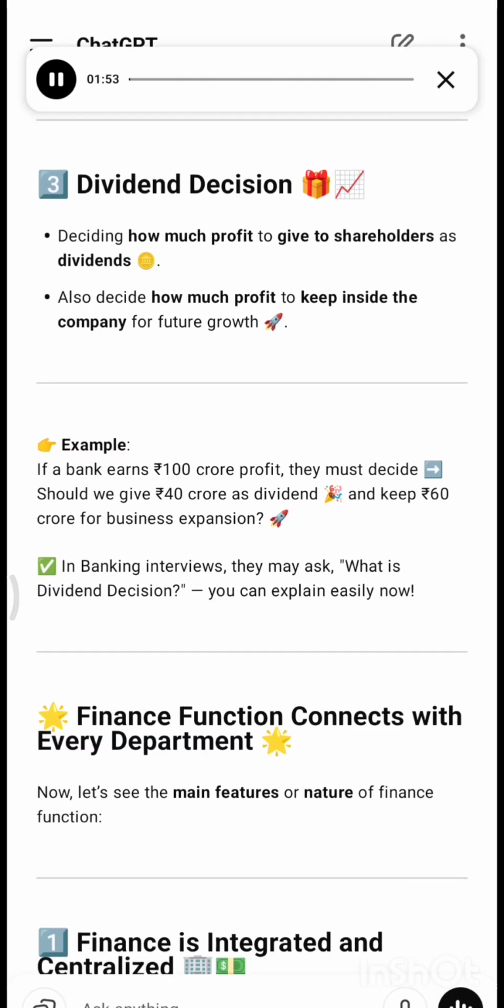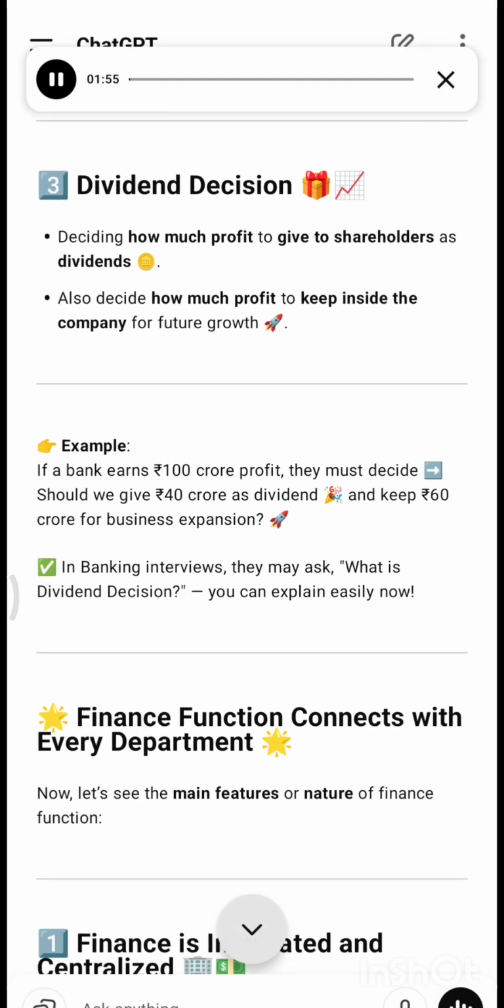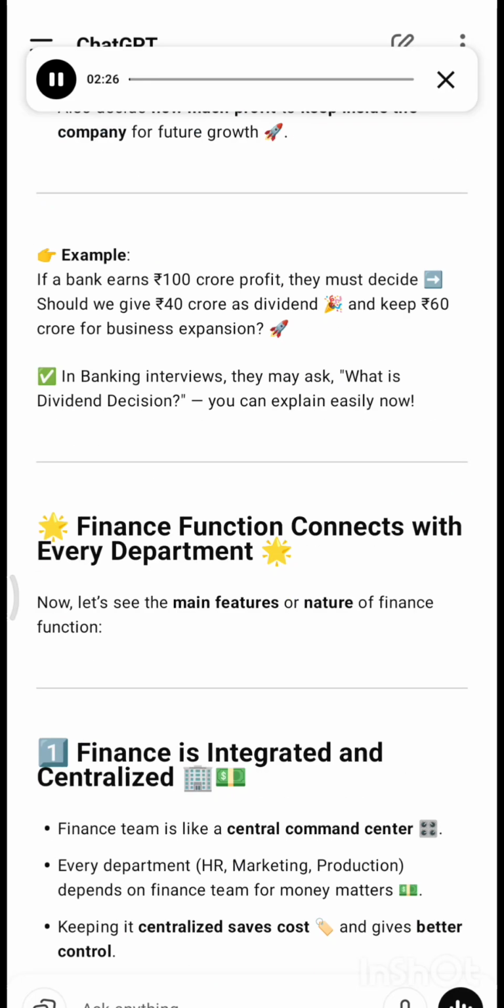Number 3, dividend decision: deciding how much profit to give to shareholders as dividends. Also deciding how much profit to keep inside the company for future growth. Example: if a bank earns 100 crore profit, they must decide, should we give 40 crore as dividend and keep 60 crore for business expansion? In banking interviews, they may ask, what is dividend decision? You can explain easily now. Hack: finance function connects with every department.